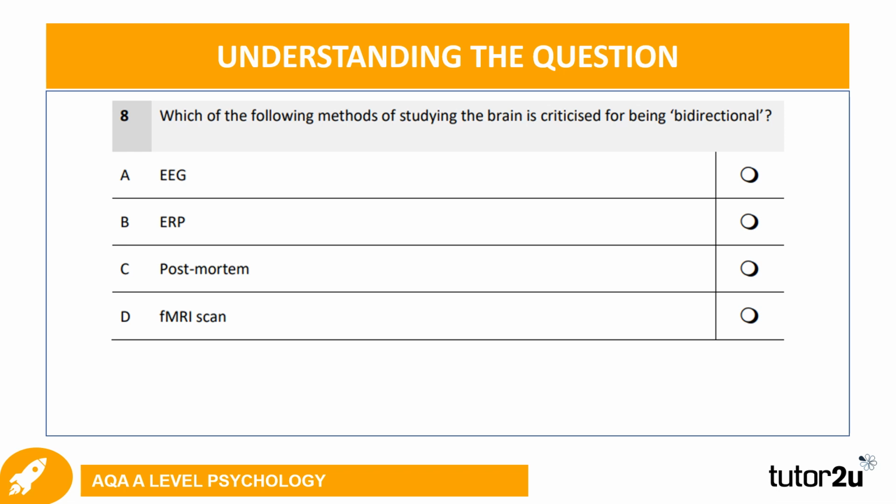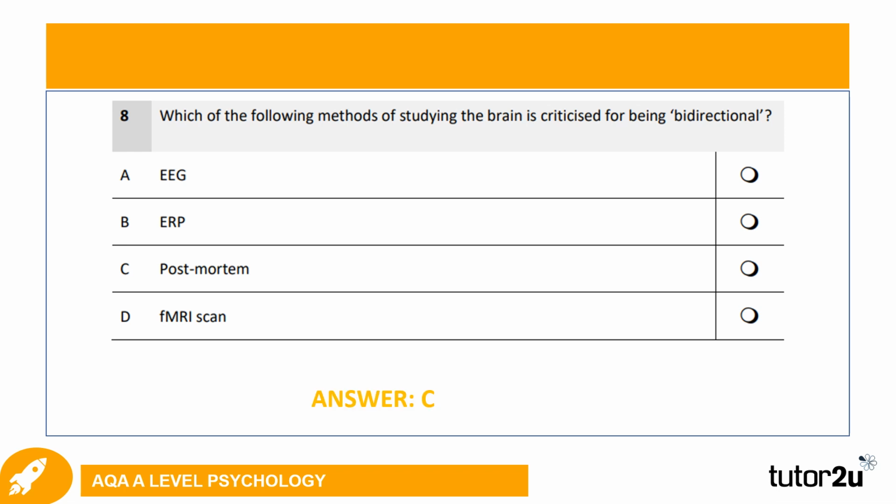Question number 8. Which of the following methods of studying the brain is criticised for being bidirectional? Is it A, an EEG, B, an ERP, C, a post-mortem, or D, an fMRI scan? So the correct answer for this one was C, post-mortem.